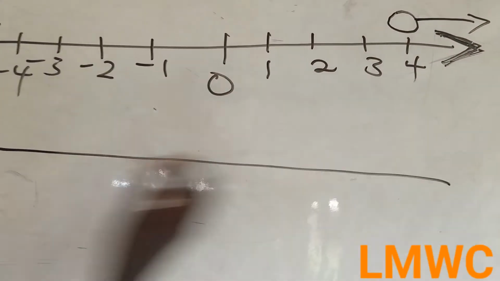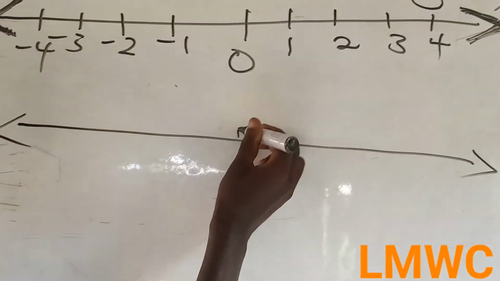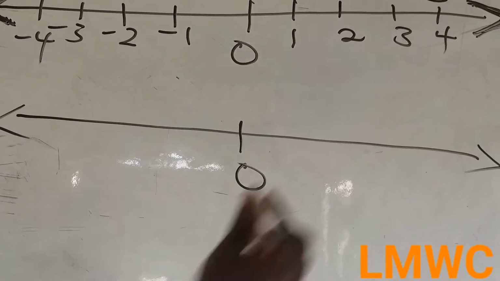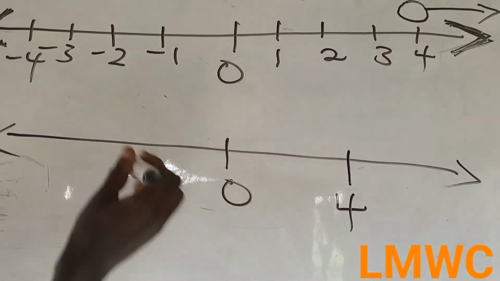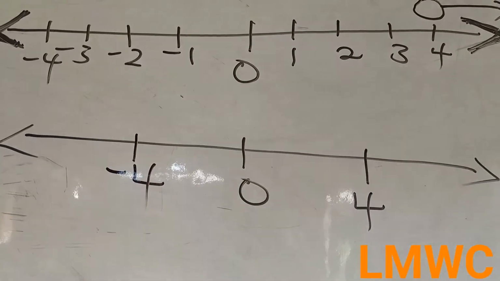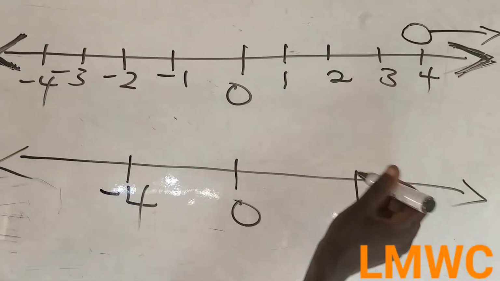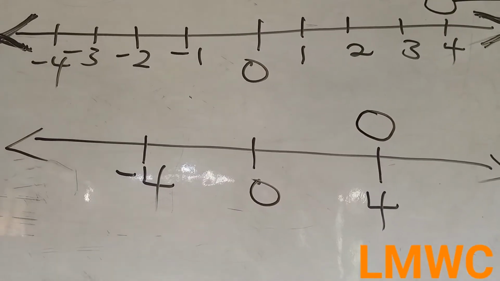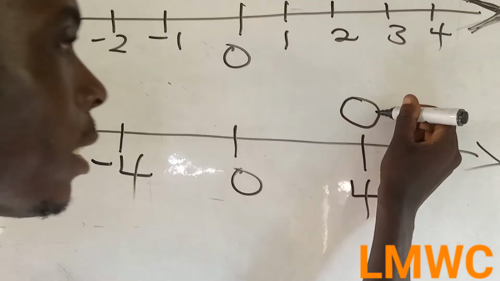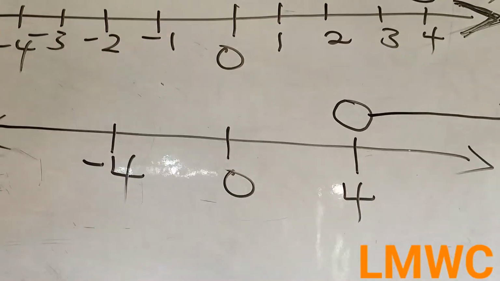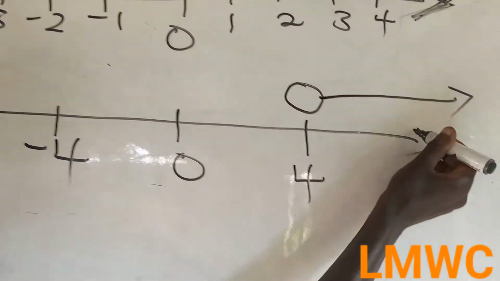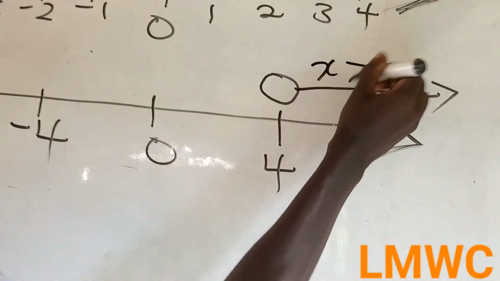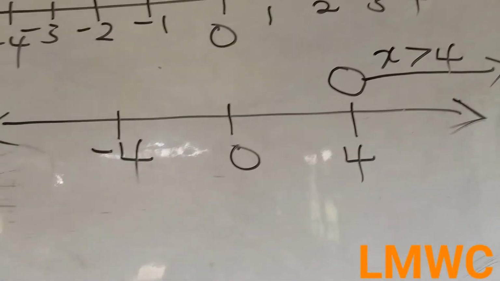Or this is the simplest way. You just write your 0 that divides the number line into 2 equal parts. You write this 4 and you negate here as -4. So if x is greater than 4, then you bring your open circle on the 4 and you let this arrow move to the right direction because this is a greater than. So you must write this x is greater than 4 on your number line.